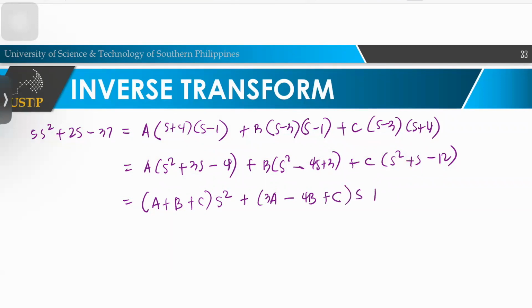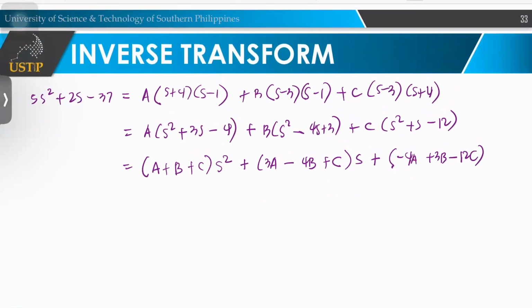Plus all the constants. We have negative 4 times A, and then B times 3, which is 3B, and then negative 12C. So we have negative 4A plus 3B minus 12C. And then the left and right sides must be equal. So we equate everything: the 5 equates to this, the 2 equates to this, and the negative 37 equates to this.